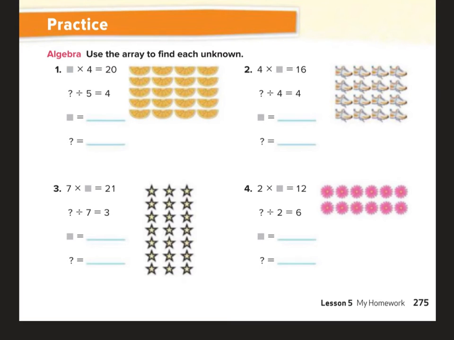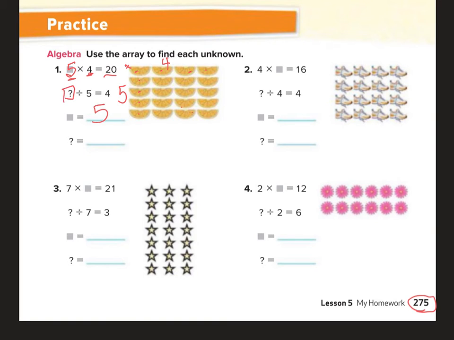Now this is on your homework, page 275. Use the array to find each unknown. So I have 1, 2, 3, 4, 5 on this side, and 1, 2, 3, 4. So I have 4 times 5 is equal to 20. So this should be 5 here, right? Because I already have a 4, so I need a 5. So the box is equal to 5.